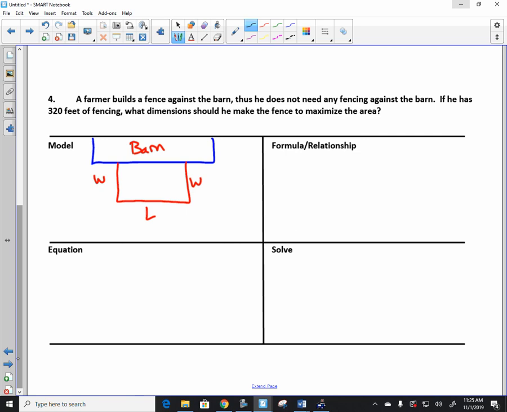This is just slightly different than the first one. I know you can do this. Where do I start? What's driving the problem? Maximize area. So what do I write? Very good. Area equals length times width. Shoot, I got two variables. Now what?